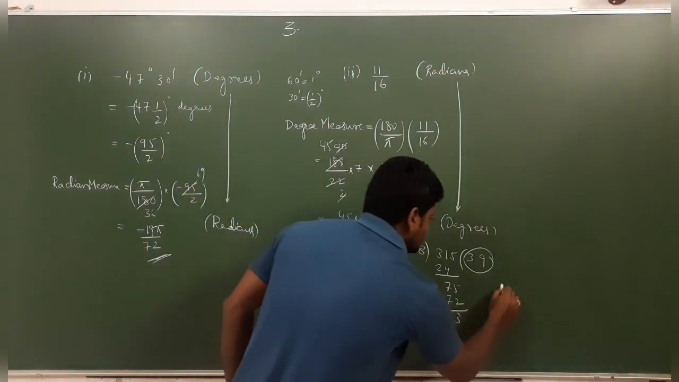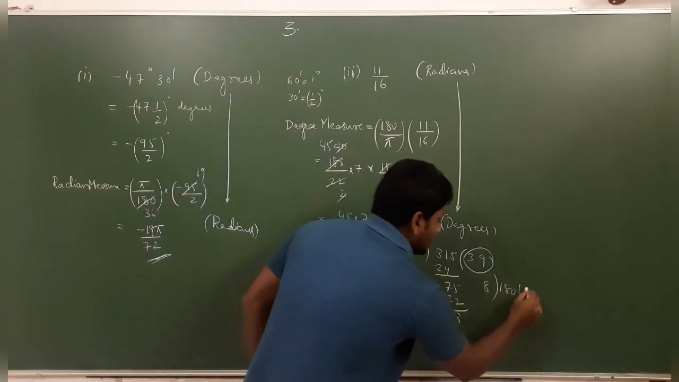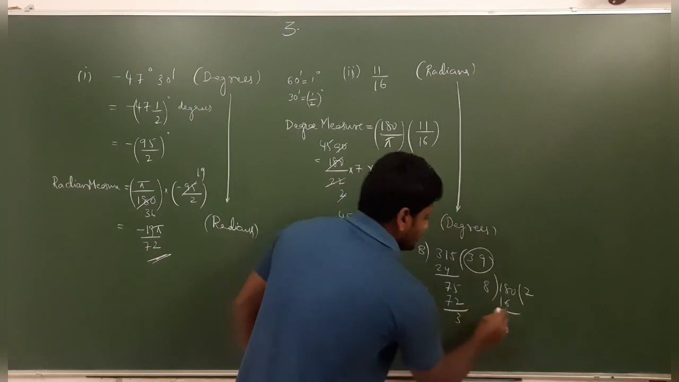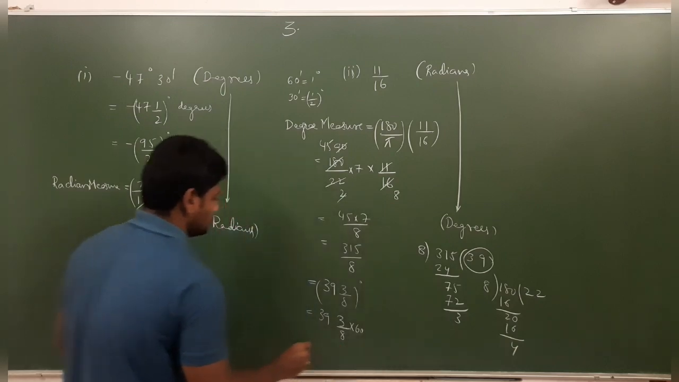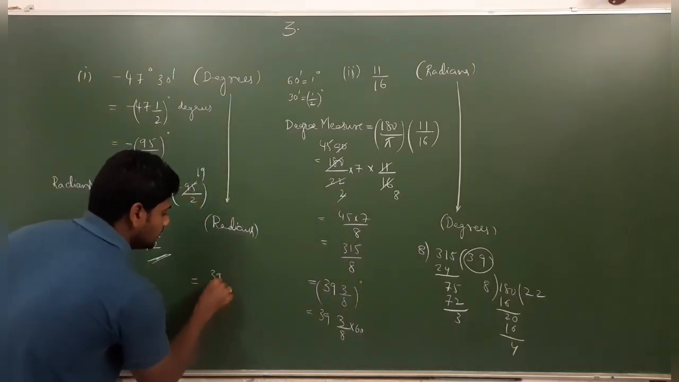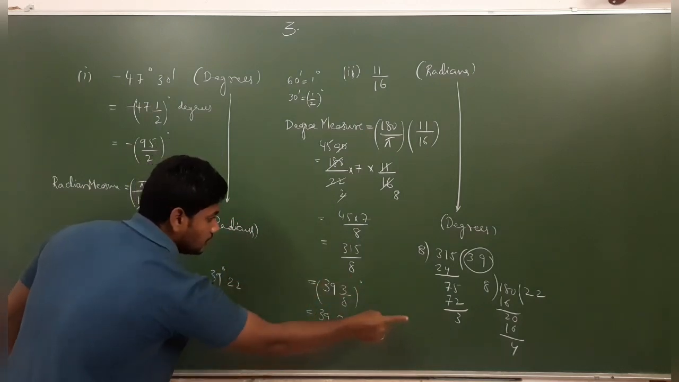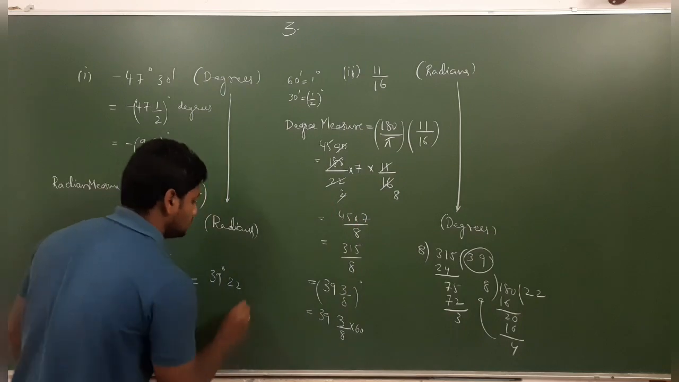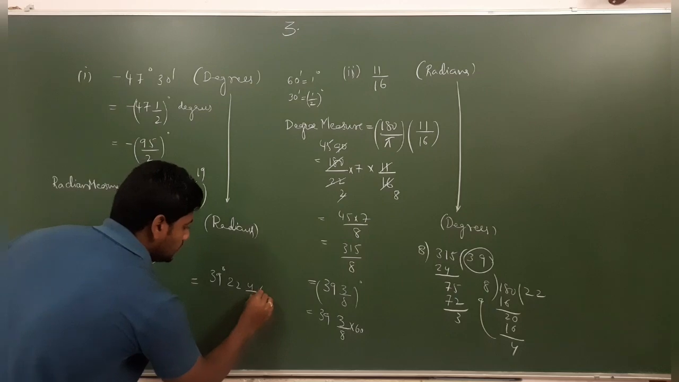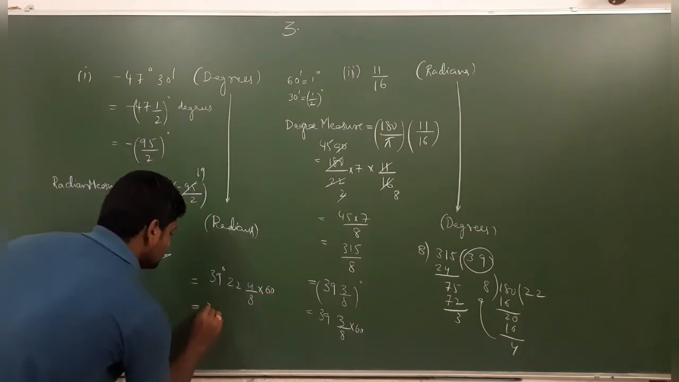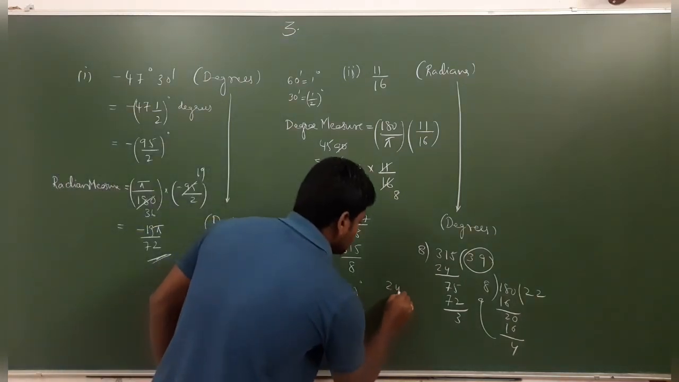So 3 times 60 is 180. Again, 8 2s are 16, so it will be 20, and 8 2s are again 16, the remainder is 4. So we can write this continuation here: 39 degrees, and this came 22 and 4 by 8. What we need to do is again multiply by 60. So this is 39 degrees 22 minutes, and 4 times 60 is 240.